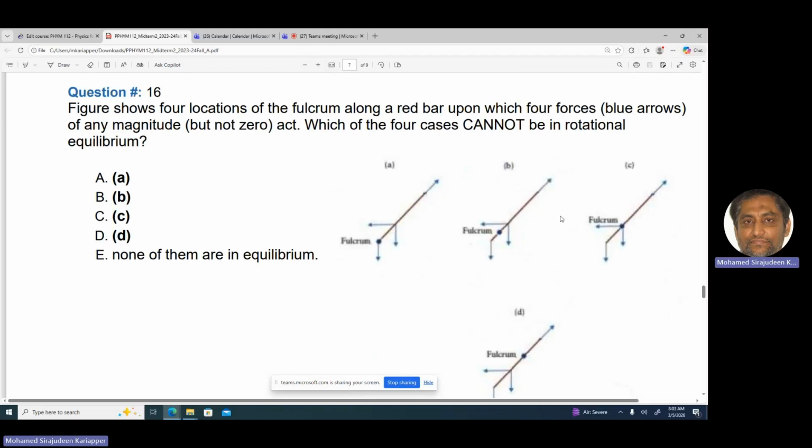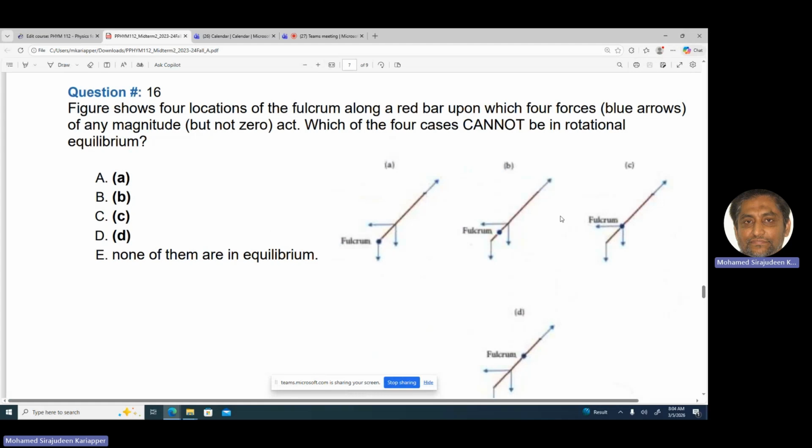Figure shows 4 locations of the fulcrum along a red bar upon which 4 forces of any magnitude but not 0 act. Which of the 4 cases cannot be in rotational equilibrium? Similar to the question that we did in the slide. So you know how to go about it, right? I mean, we look at it.